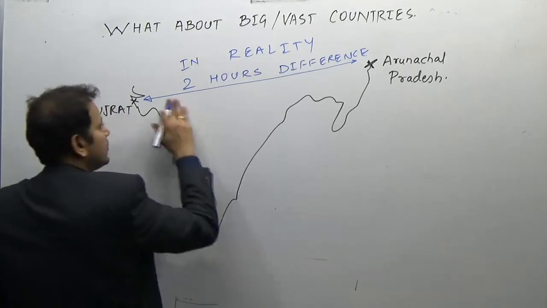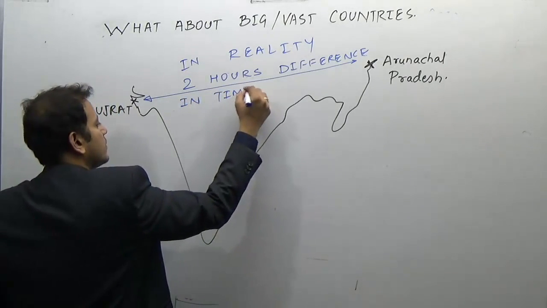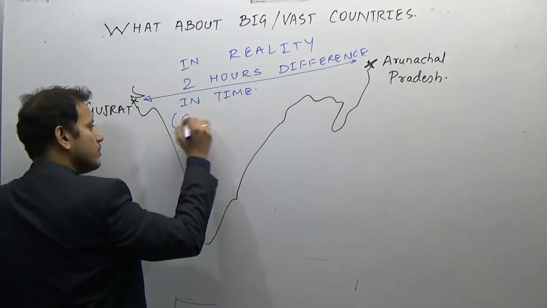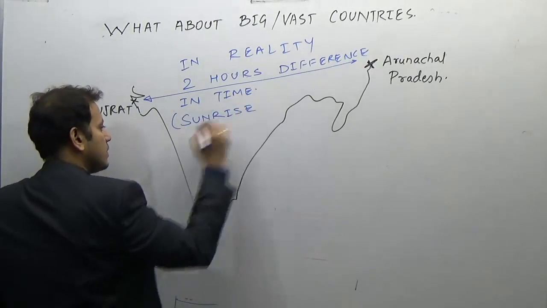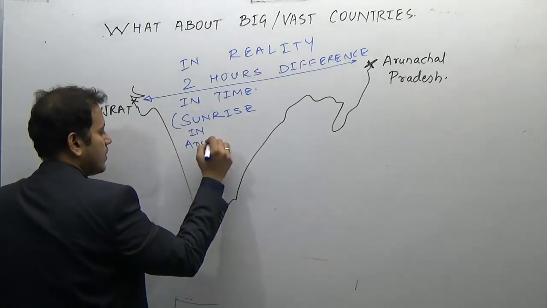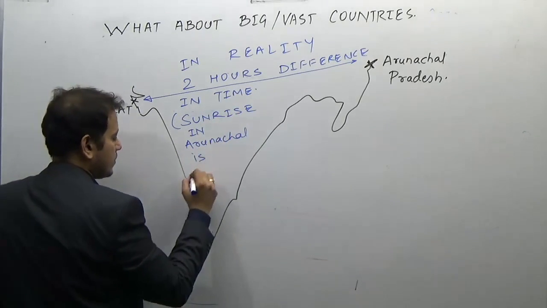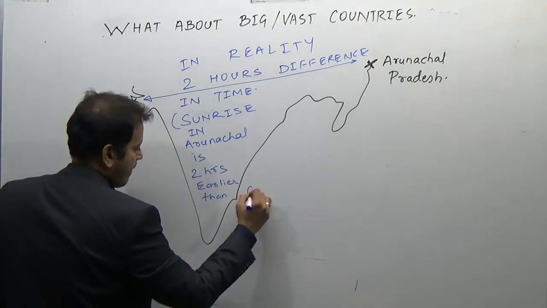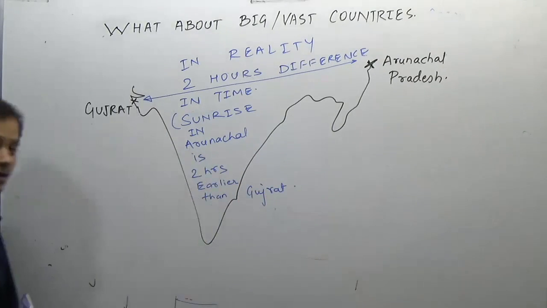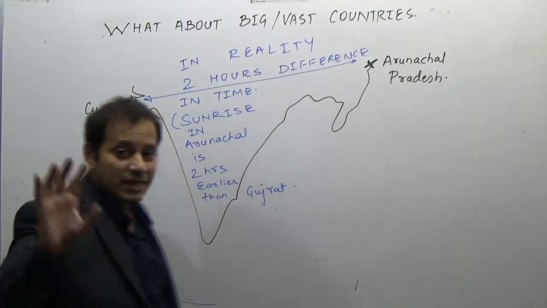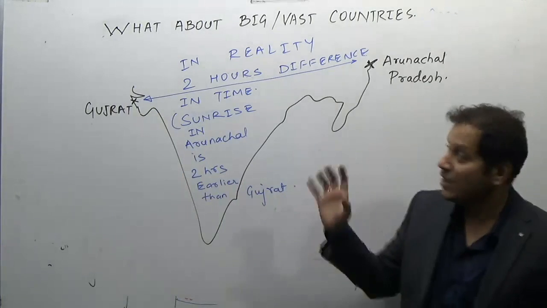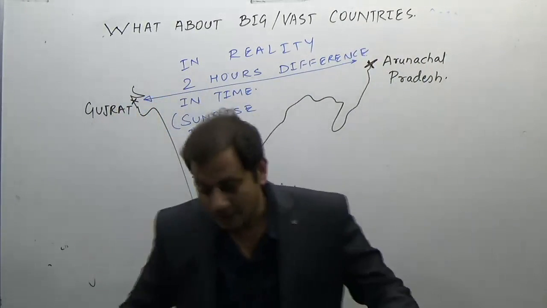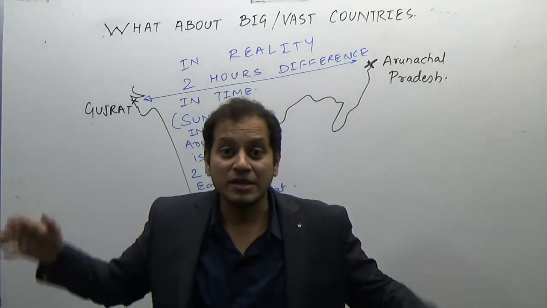In reality there is a 2 hours difference in the sunrise between Gujarat and Arunachal Pradesh. That is, first sunrise occurs here, then after 2 hours the light takes time to come to the Gujarat region. Now, why is this? This is because India is a very, very vast country.